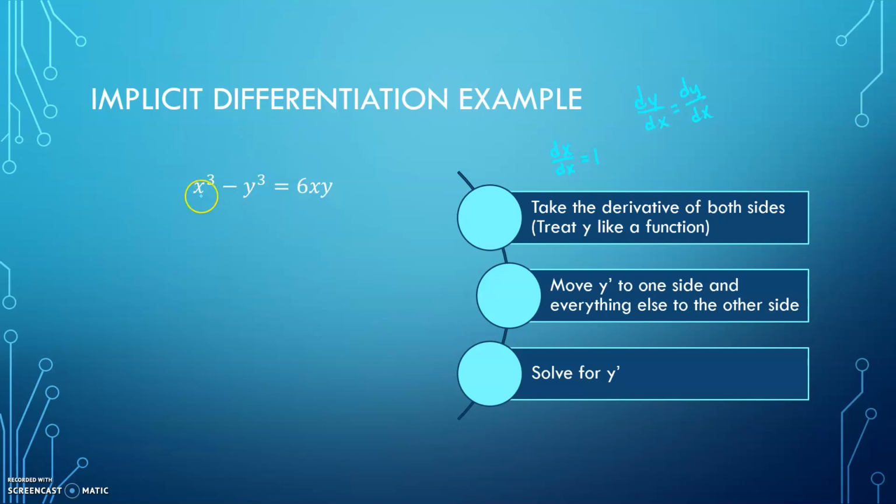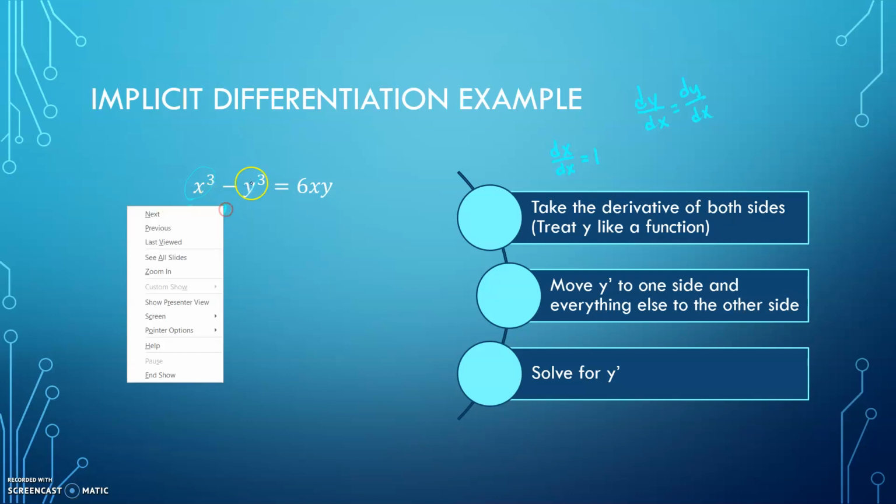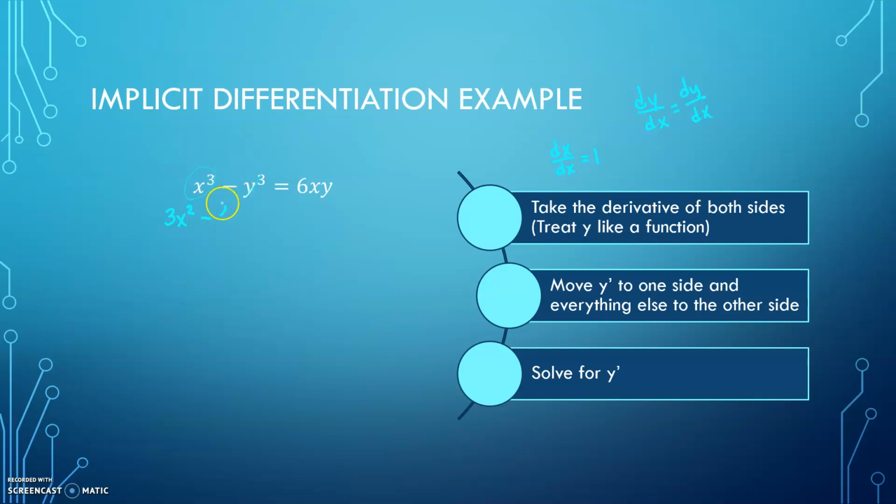So what we're going to do is take the derivative. The derivative of x cubed would be 3x squared. Now, we're going to treat y like a function. So instead of this just being 3y squared, it's going to be 3y squared times the derivative of the baby. Because y is a function, so we're doing the chain rule here. And we don't know what the derivative of y is, so we're just going to write dy/dx, since we're taking a derivative of y with respect to x.